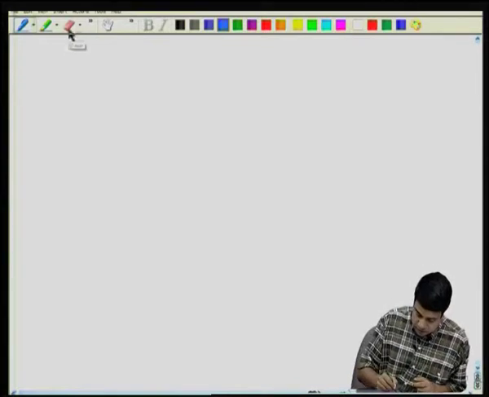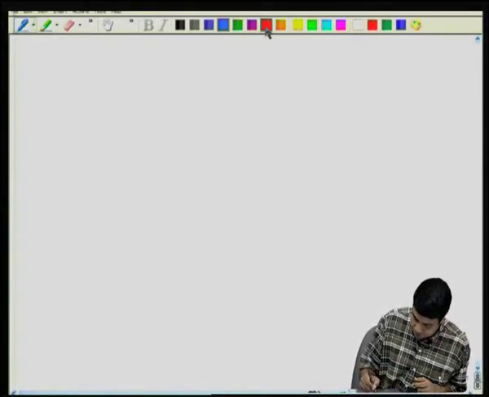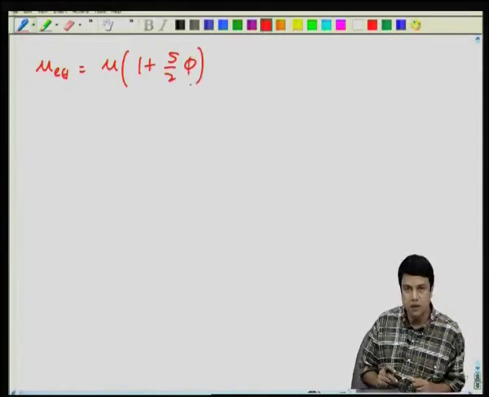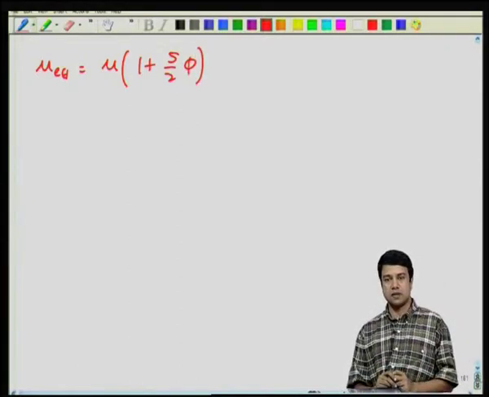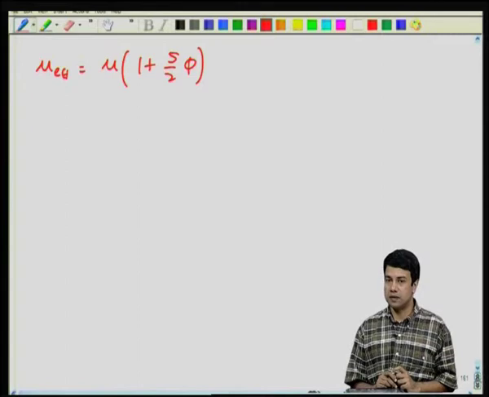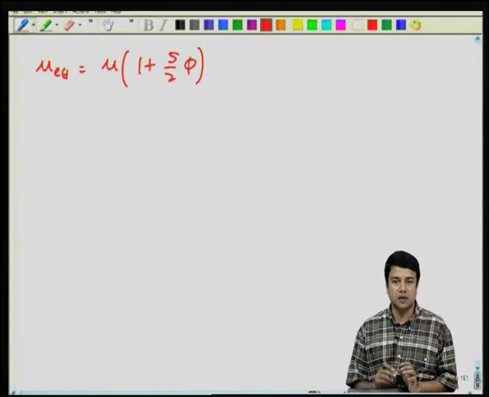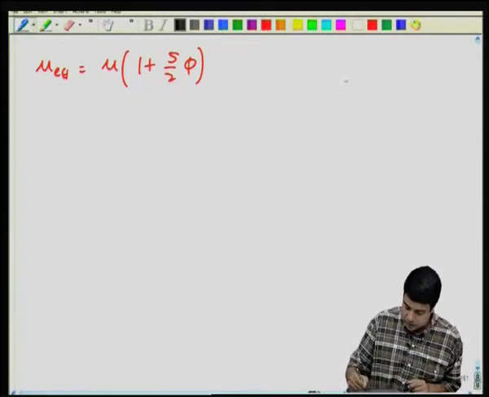So, this result, which is equal to the fluid viscosity times (1 + φ/2), predicts that the viscosity of the suspension increases linearly with the volume fraction of particles in the dilute limit, in the limit where there is no interaction between pairs of particles.